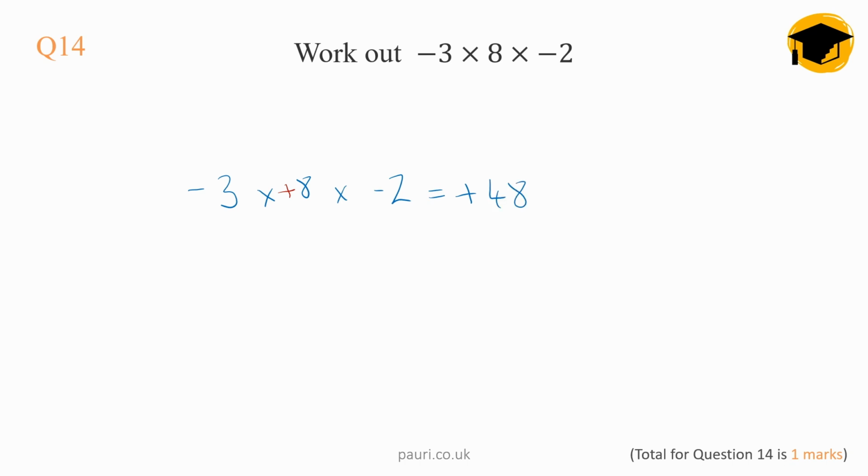And if you get confused with these questions, another way to write these is with brackets. So hopefully that makes it a bit easier to visualize. I can see I need to do the signs first, so I got a plus. And once you've got the plus, you can do the numbers. So 3 times 8, which is 24, times 2, which is 48.